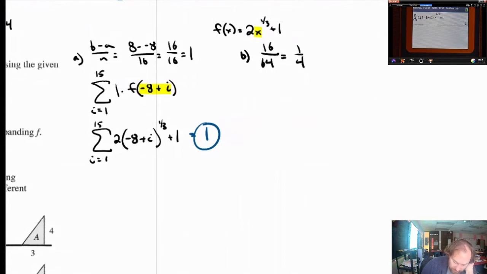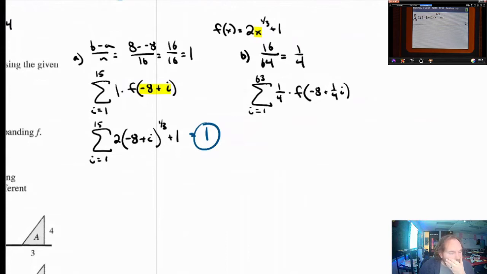So our sigma is going to start being built the same way. We're going to start I equals 1 to 63. This time we are going to have a 1/4 in front, times f of negative 8 plus 1/4 I. That's what we're going to do. So this is going to be a little more complicated to type on the calculator, but we'll make it work. It'll be exactly the same kind of expression. We're just going to substitute negative 8 plus 1/4 I in for x up here.